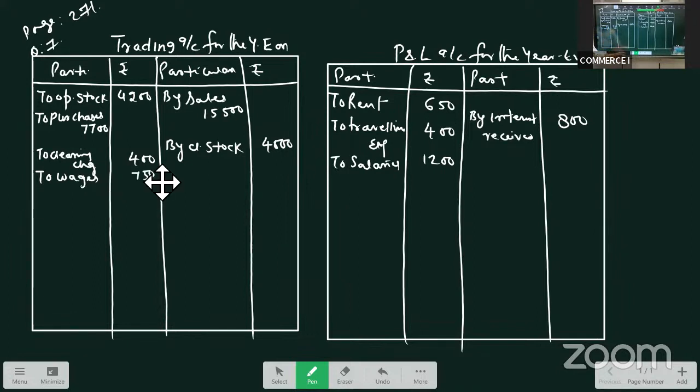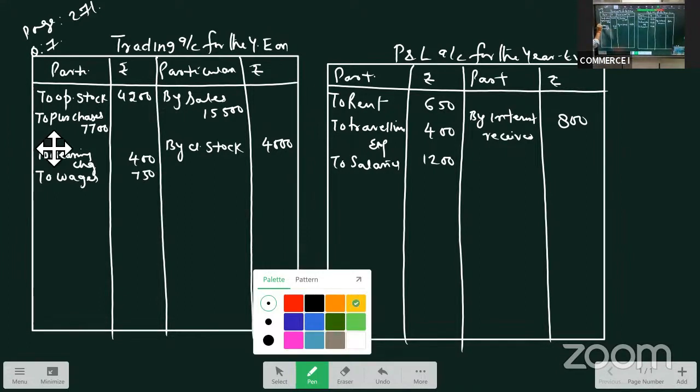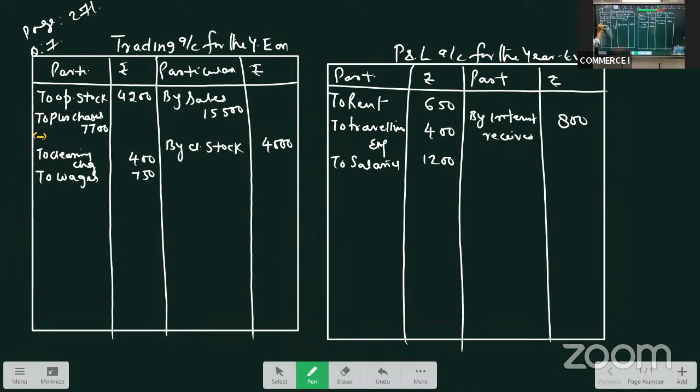Then we have purchase returns. Purchase returns are deducted from purchases amount. 200 are deducted and we take 7,500 in the outer column. Purchases 7,700 is given and purchase returns are given as 200.